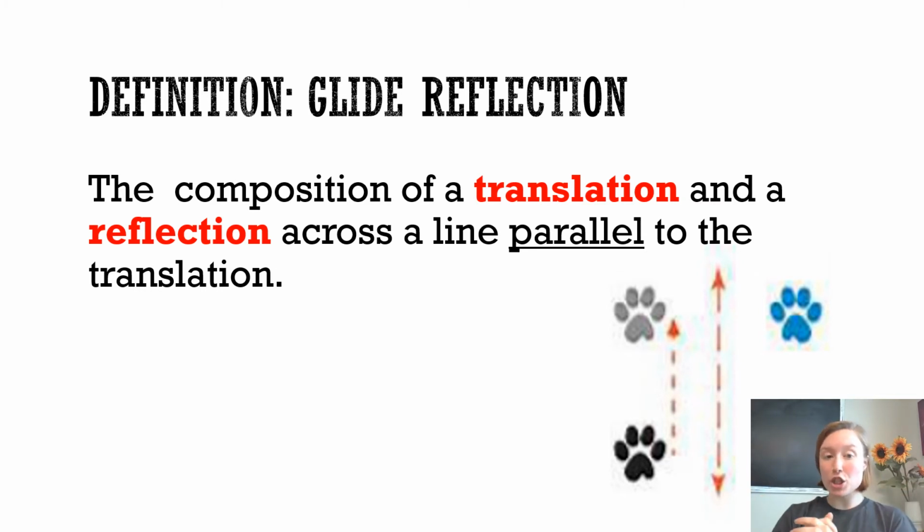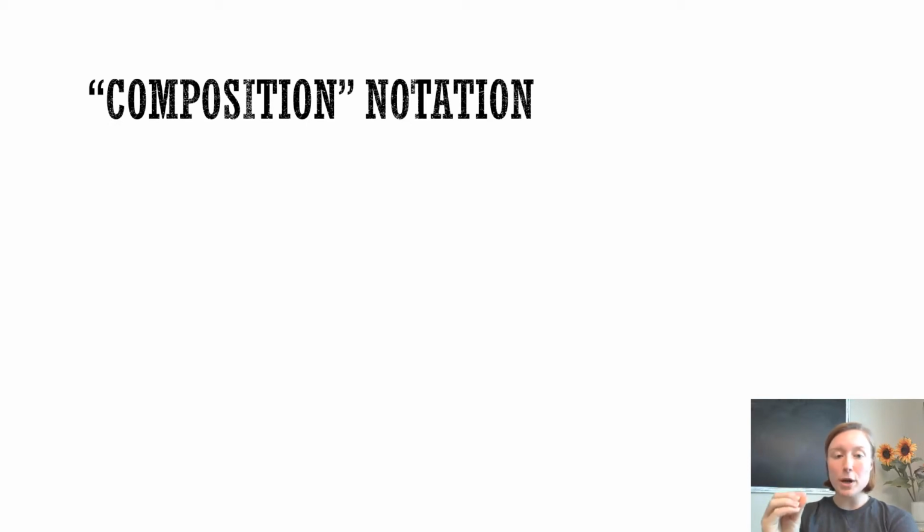So before I actually show you how it works, I'm going to talk to you a little bit about notation on the next slide. Okay, so we have some special notation that we use for these things called compositions. And composition just means that rather than just doing one thing, we're doing two or more things. We're going to stick with two.